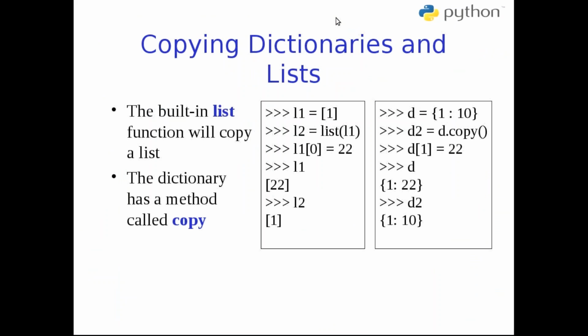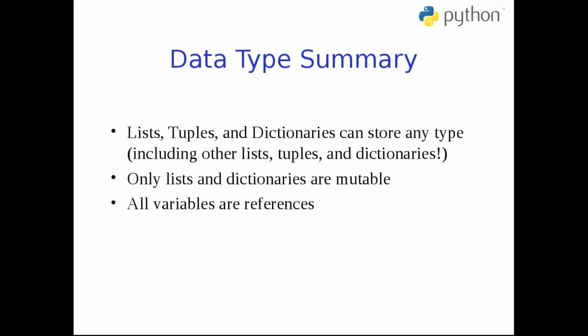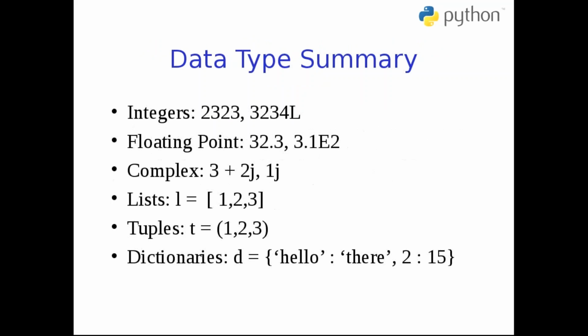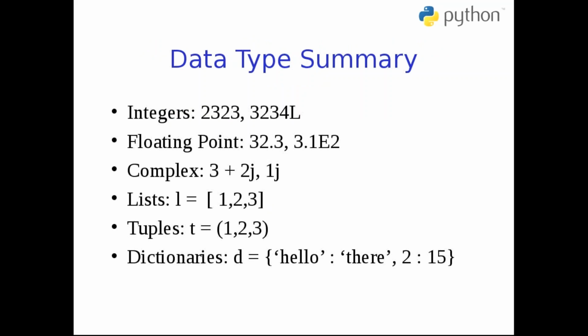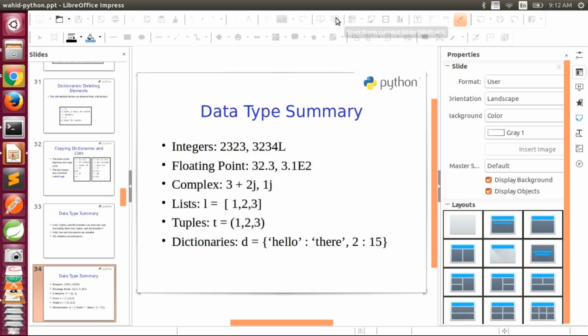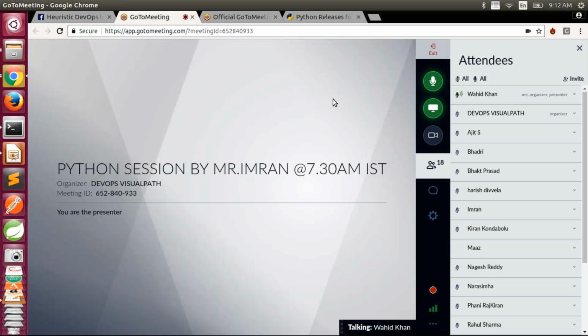Copying I have done in front of you. In the data type summary, I have taken all the standard data types available in Python, like integer, floating point, complex, list, tuple, and dictionary. These are the summary. Tomorrow we'll have some user input and some functions. We'll discuss some built-in functions also. For today, we'll wrap up this session.